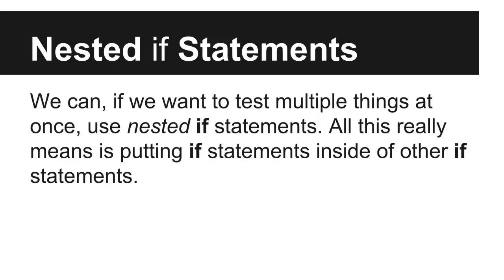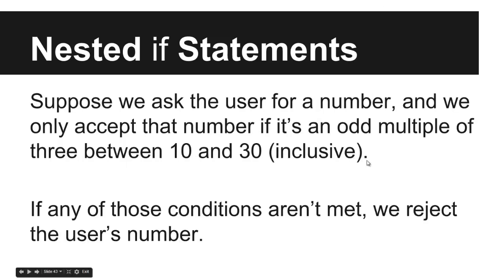Let us say that we want the user to give us a number that is an odd multiple of 3 between 10 and 30. So something like 15 or 21 or 27. Those are in fact the only options here. If any of these conditions aren't met, we reject the user's number. So let's say that's what we want.